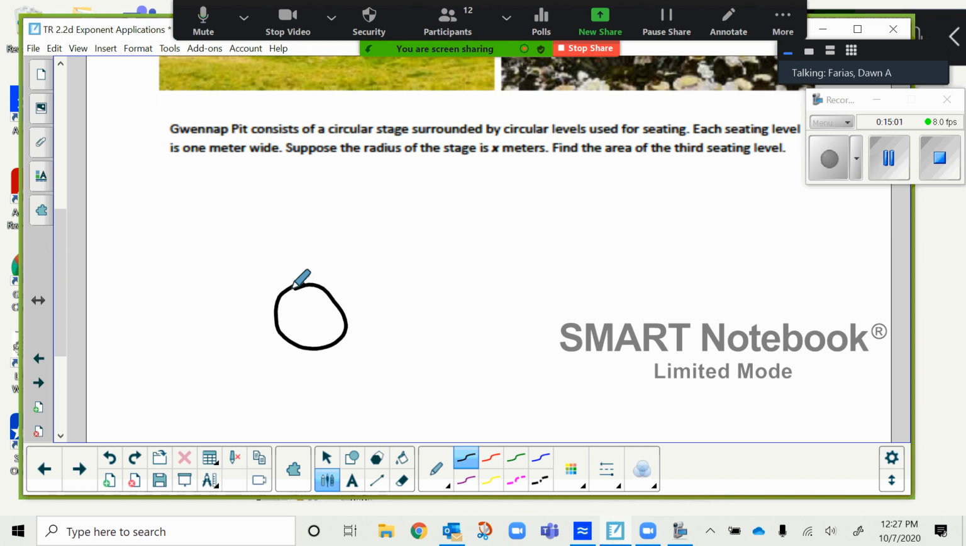Okay, that's a terrible circle, right? But still, you get the point. The radius of that is x meters. So the radius is the distance from here to here. Okay, so the radius is x.